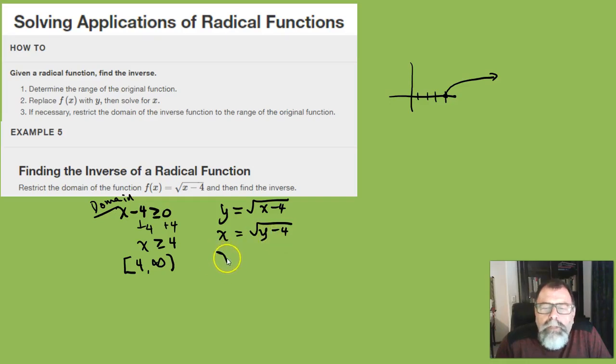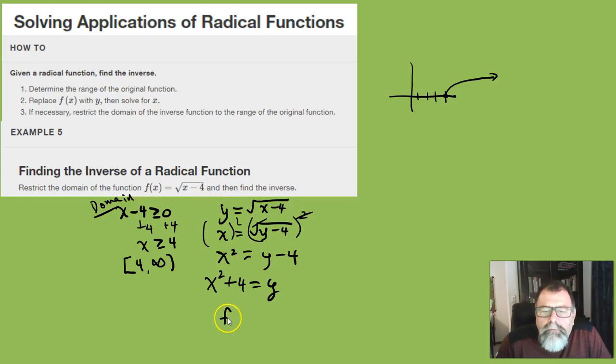So I square both sides. The square and the square root cancel each other. So that cancels that. So we just get y minus 4, and then add 4 to both sides. But we got to remember the domain for this one becomes the range for the inverse. So f inverse of x is x squared plus 4, but this function's not 1-to-1, so we got to restrict it. So we got to look at the domain and range of the original function.